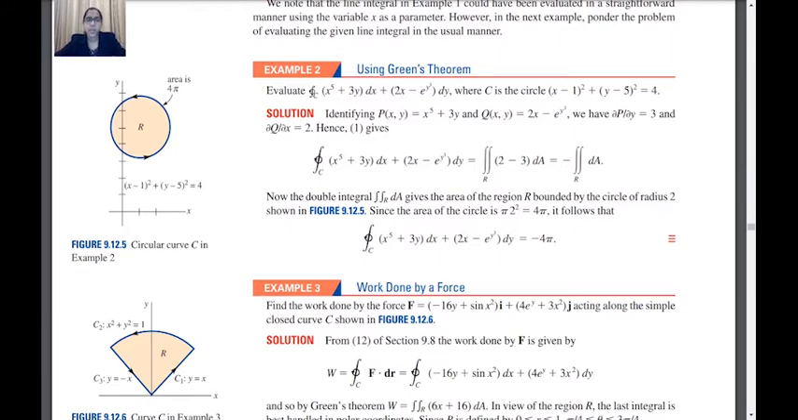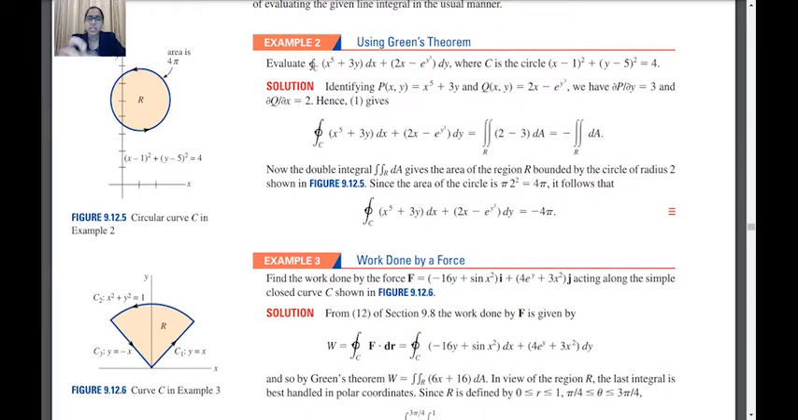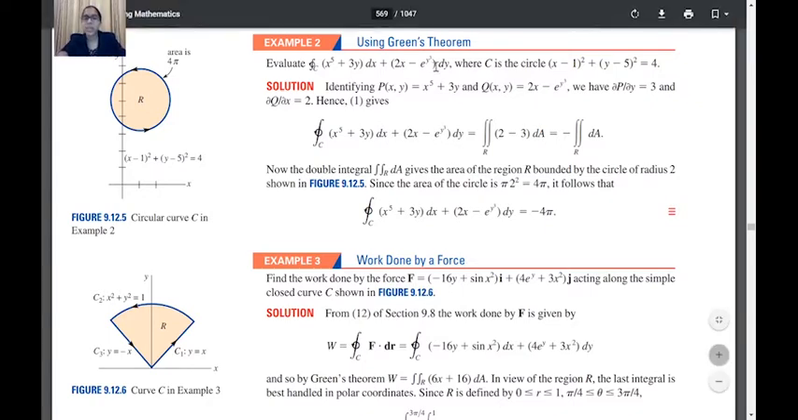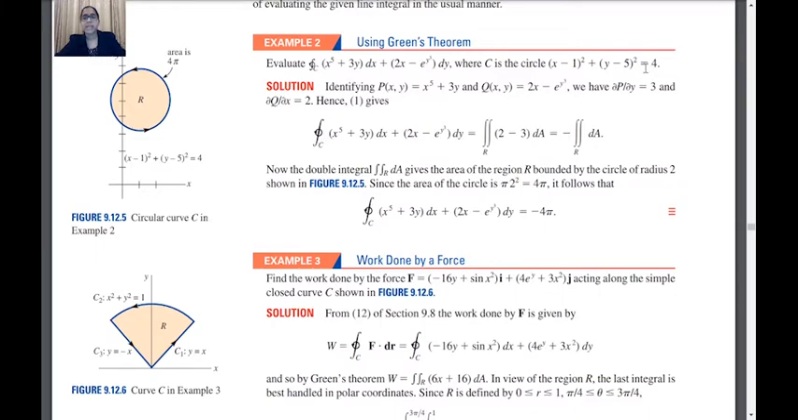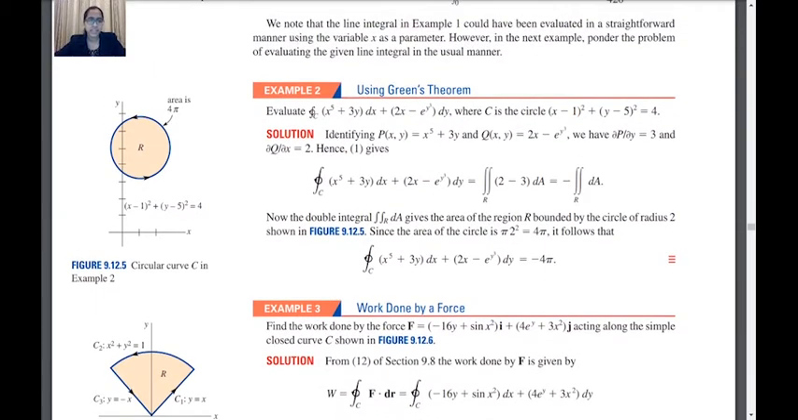We are asked to evaluate the line integral over the closed curve of (x raised to 5 plus 3y) dx plus (2x minus e raised to y cube) dy, where C is the circle (x minus 1) whole square plus (y minus 5) whole square is equal to 4. That is, it is a circle with center (1, 5) and radius 2. Figure 9.12.5 depicts the curve C. You can easily see that. Now let us see how we can solve this problem.